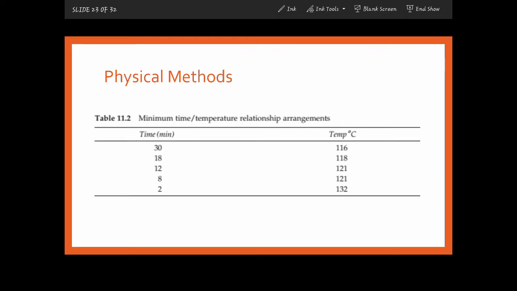Now, physical methods: this is basically temperature and time, so minimum time and temperature. If you're going to use heat to sterilize, this is the type of temperature you have. So 116 for 30. If you notice, the higher your temperature, the lower the time it needs.